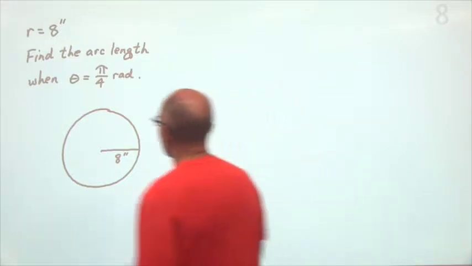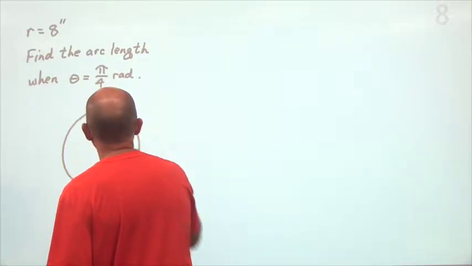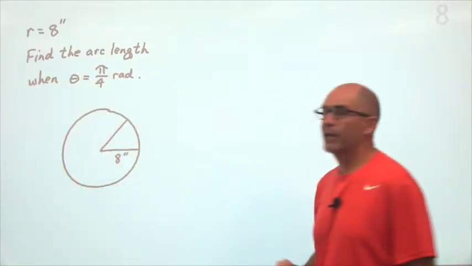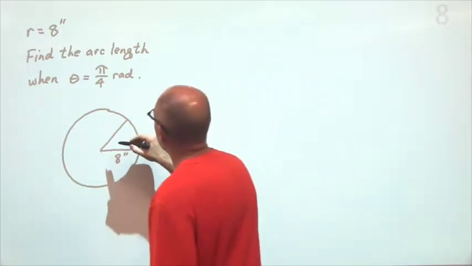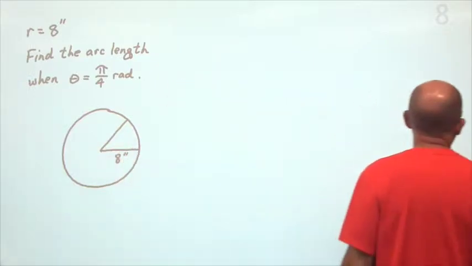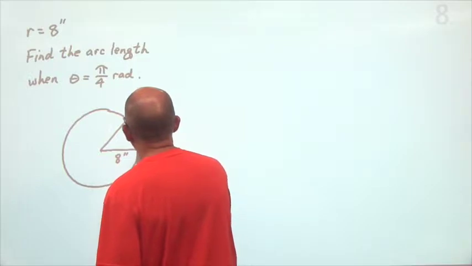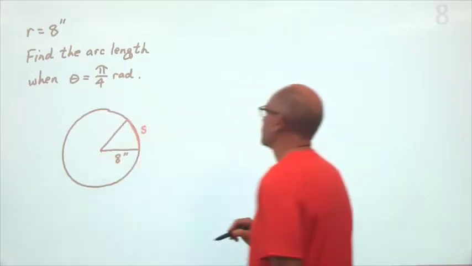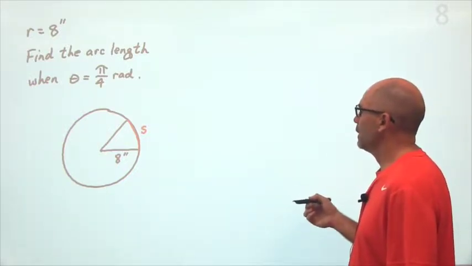Now, where is pi over 4 radians? That's what we used to call a 45-degree angle. So basically, we're looking for the area, or no, I'm sorry, we're looking for the arc length. So we're looking for the length of that arc right there. Okay, so how do we do this?